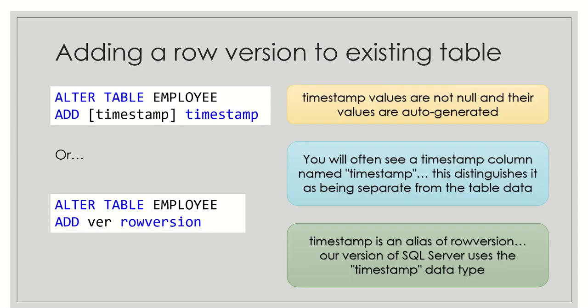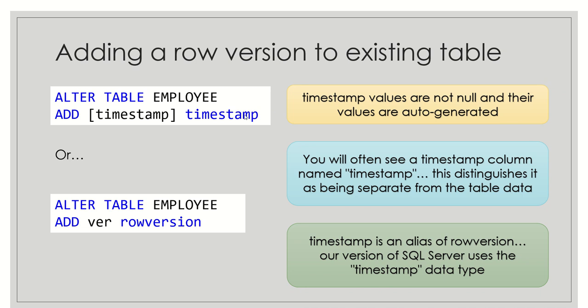So let's take a look at adding a row version to an existing table. There are two different ways that you can do it depending on your version of SQL Server or what database type you're using. We're going to, again, add another field to our employee table so that we can maintain that concurrency control. When we alter the table, we add the new column. The name of it is timestamp, and the data type is timestamp as well.